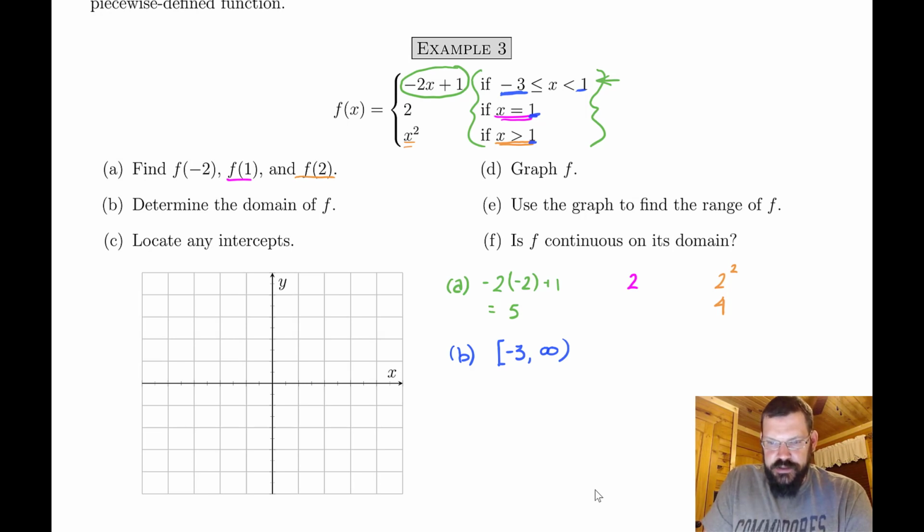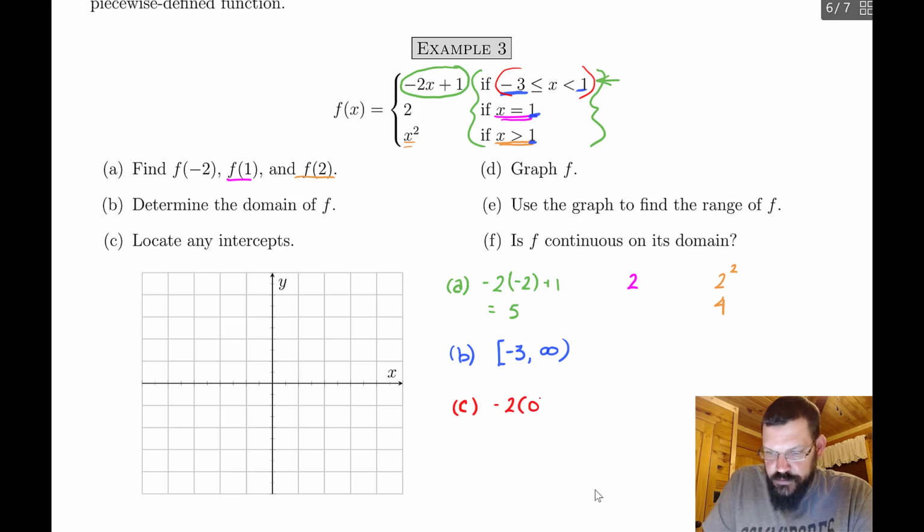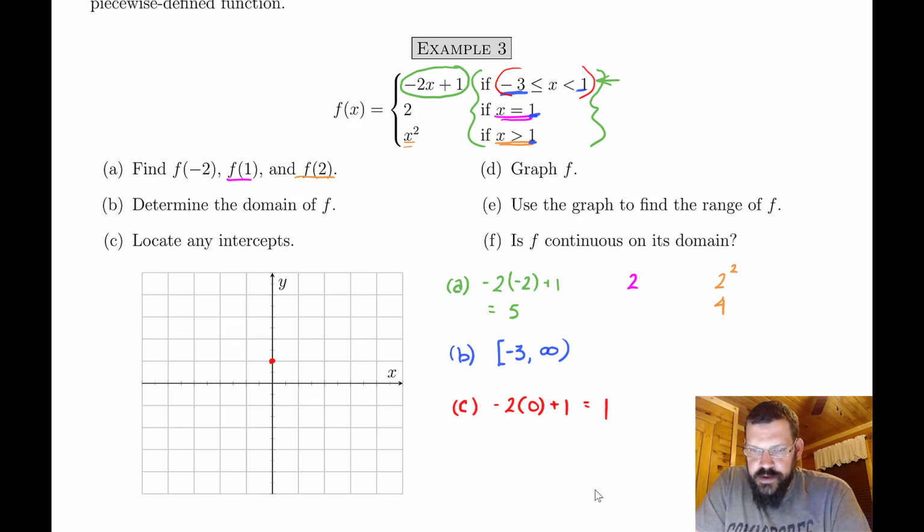Part C says locating the intercepts. That may be easier to do if we just look at when x is 0. The only interval where x can be 0 is this first one, because 0 falls in the range of -3 to 1. So we evaluate -2 times 0 plus 1, and we're going to get our y-intercept of +1. So at 0, we have a y-intercept of +1. And we need to determine if we have any x-intercepts. That's going to come when we look at the graph itself.